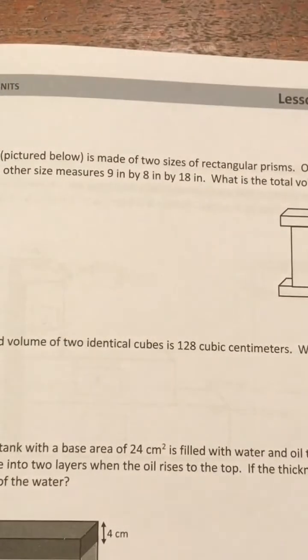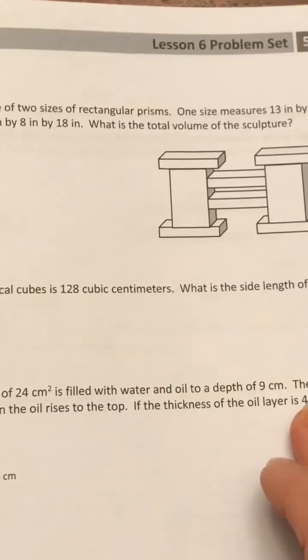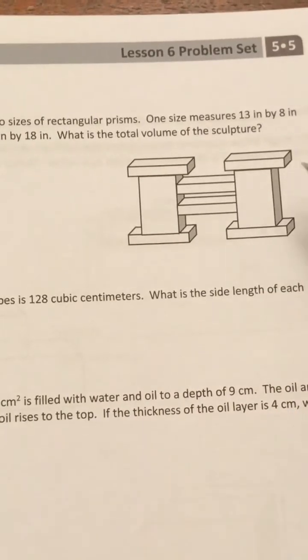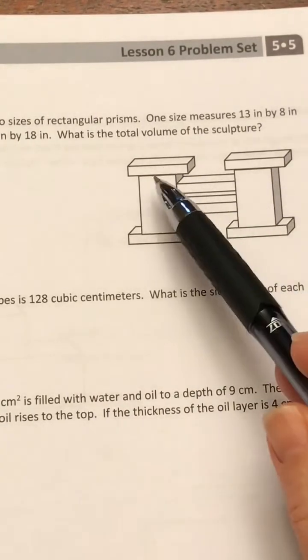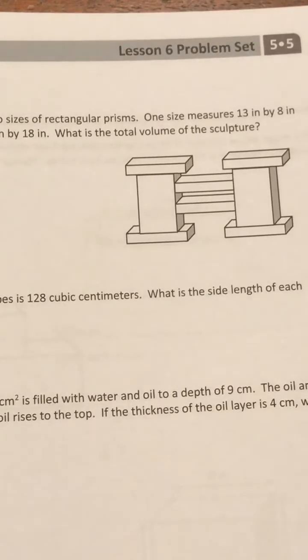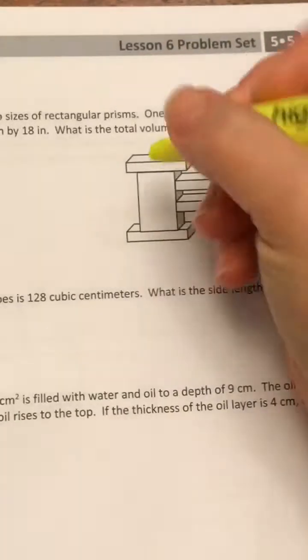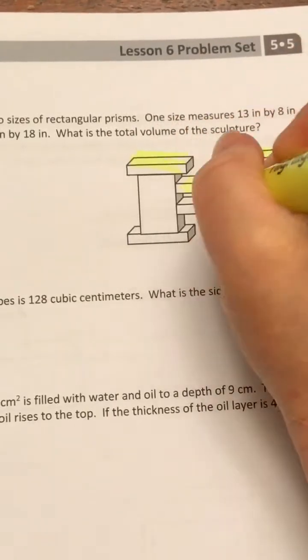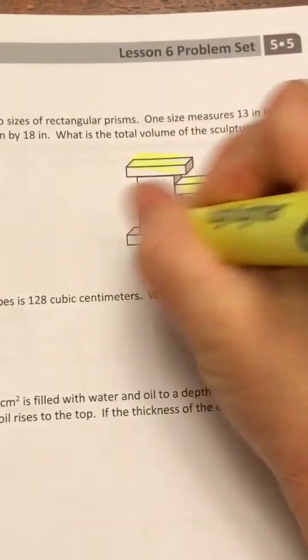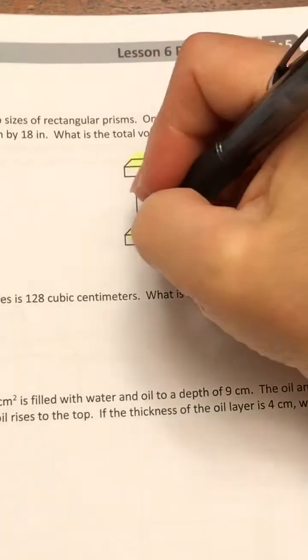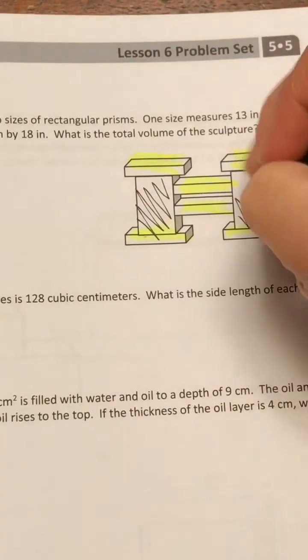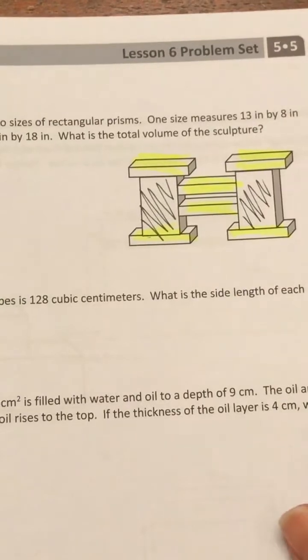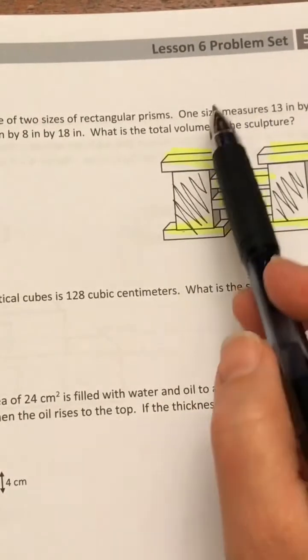All right, so number 2, it gives me the dimensions of 2 prisms. So if you notice, I have 2 shapes here. I have this shape, and all of these are the same. And then I have this shape. All right, and so it gives me the measurements.